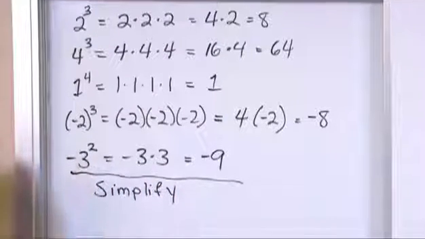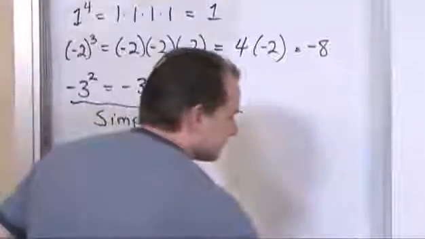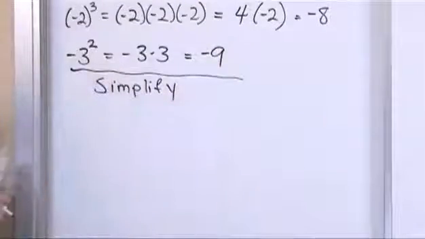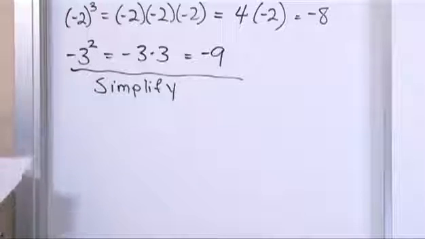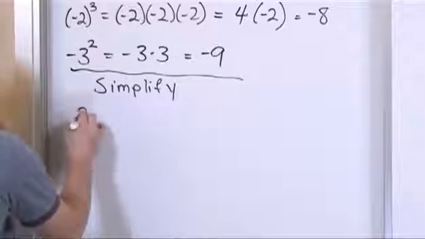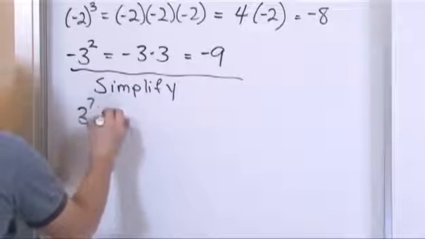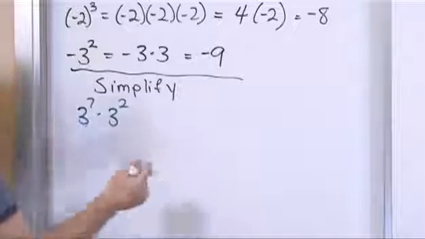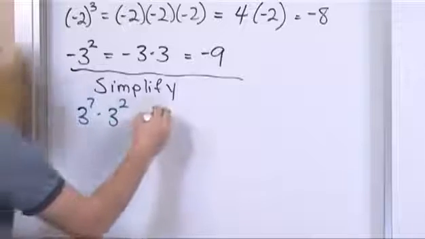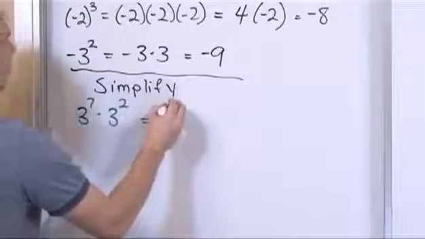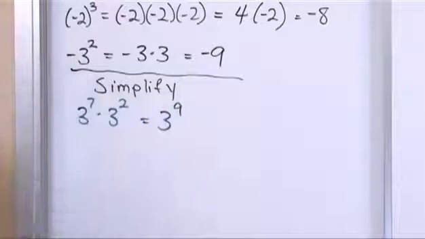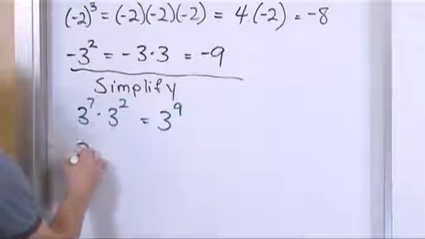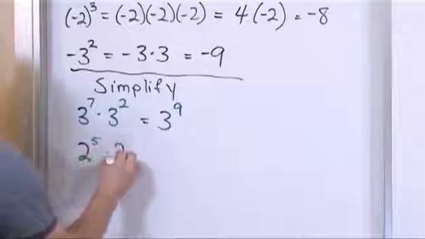Let's simplify the following expressions. And we're going to need to use basically our rules. What if we had 3 raised to the power of 7 times 3 squared? Well, yeah, we can multiply all these out and figure it out, but we know the base is the same. So we just add the exponents. 7 plus 2 is 9. That's the answer.